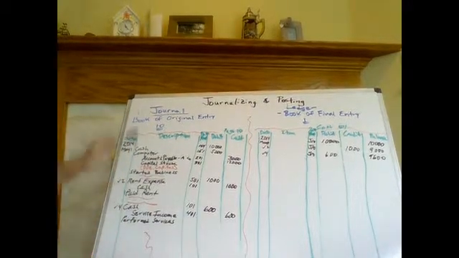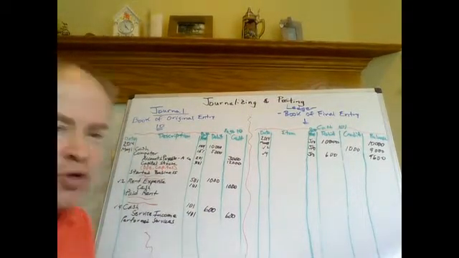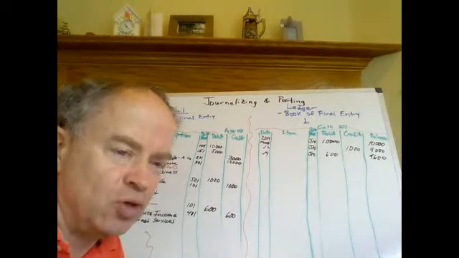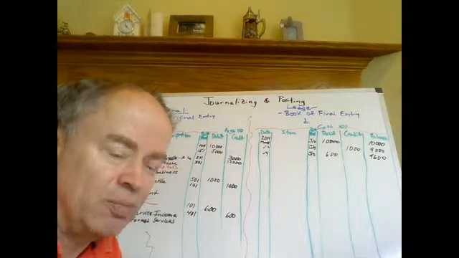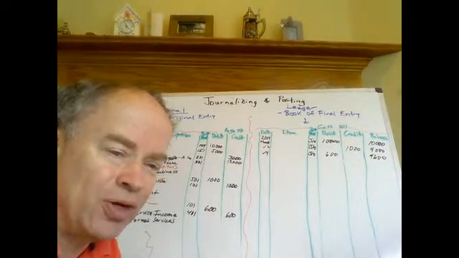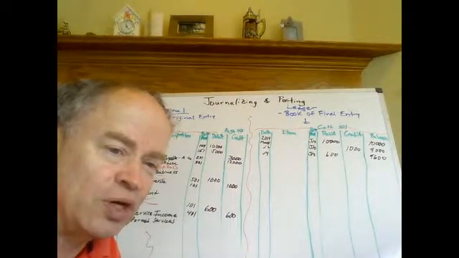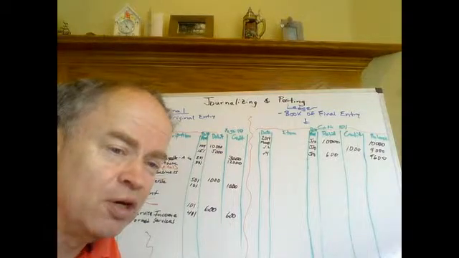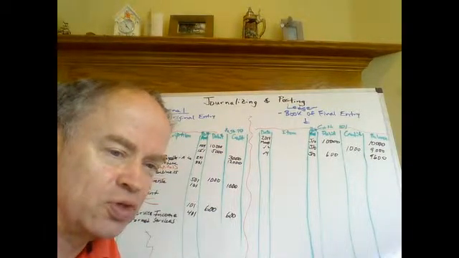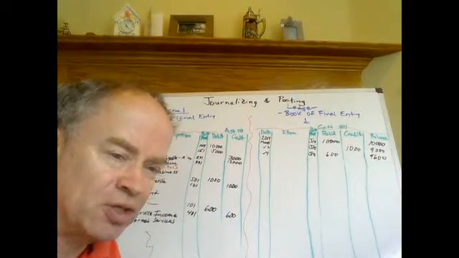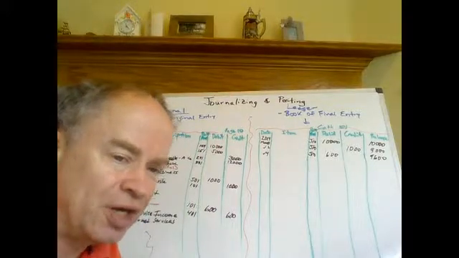So what is the journal? The journal is the book of original entry. What does that mean to you, the accountant? It means that's where you start telling the story of the business. The business story starts here formally with recordings. Now, of course, there will be source documents that back up these entries.